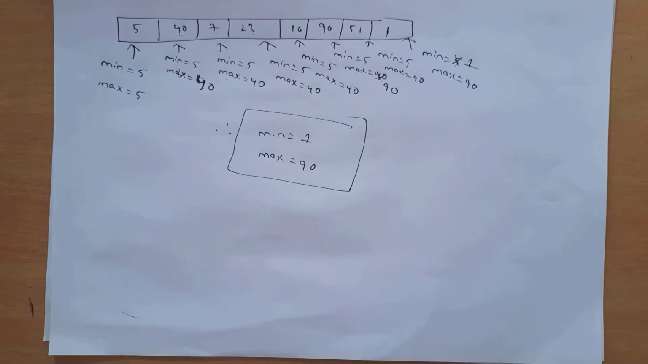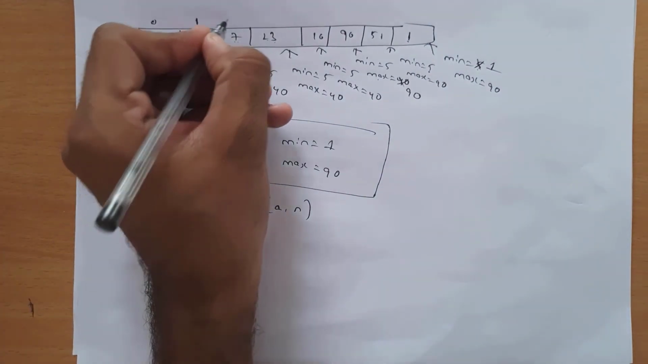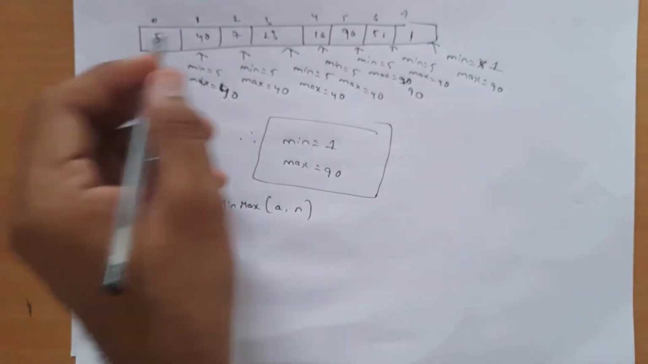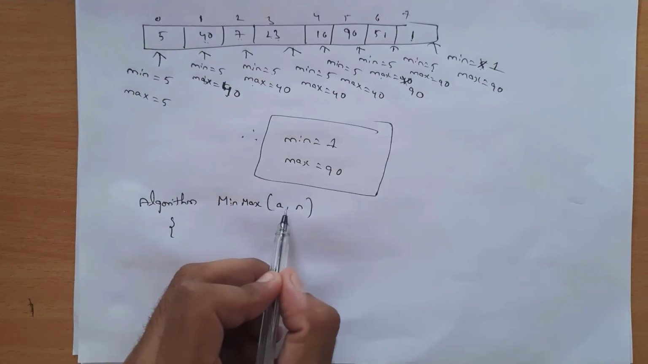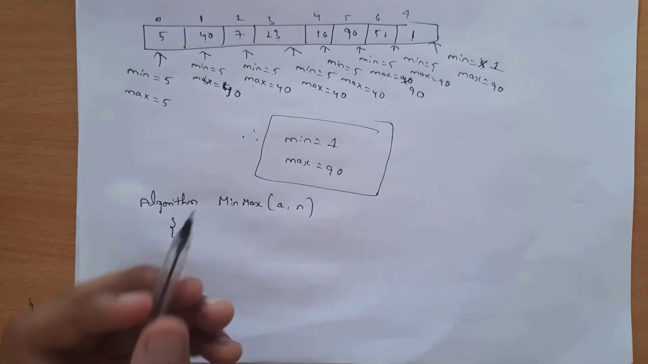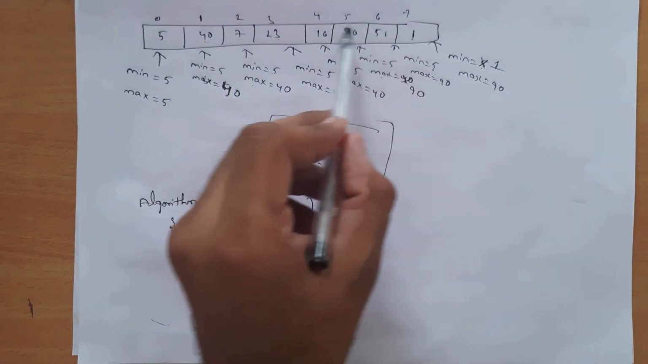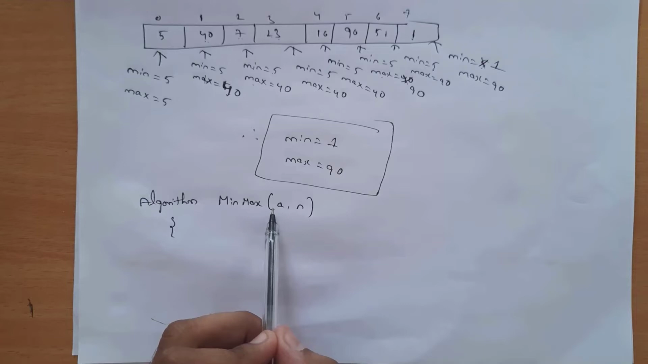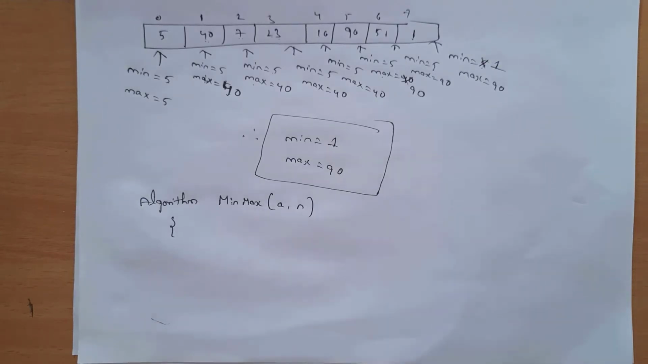I will explain the algorithm for this. Give index numbers for this. Index number starts with 0. 0, 1, 2, 3, 4, 5, 6, 7. These are index numbers. This is an algorithm. Algorithm MinMax(a, n), where a is nothing but an array which contains n number of elements. There are n number of elements in an array. So here I wrote MinMax(a, n). That means we are finding the minimum and maximum element in this array.